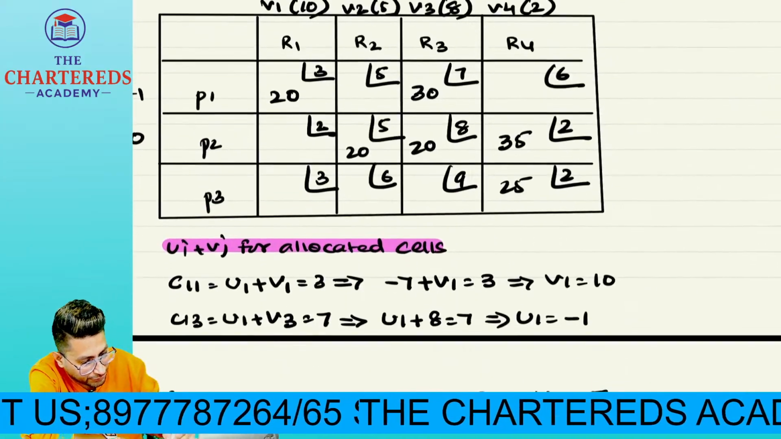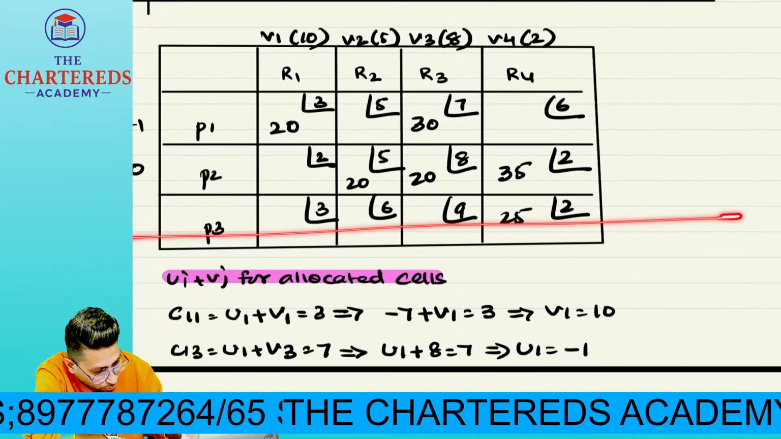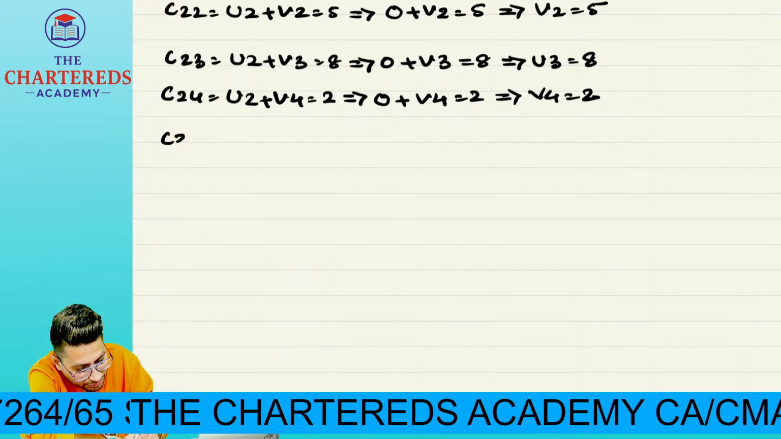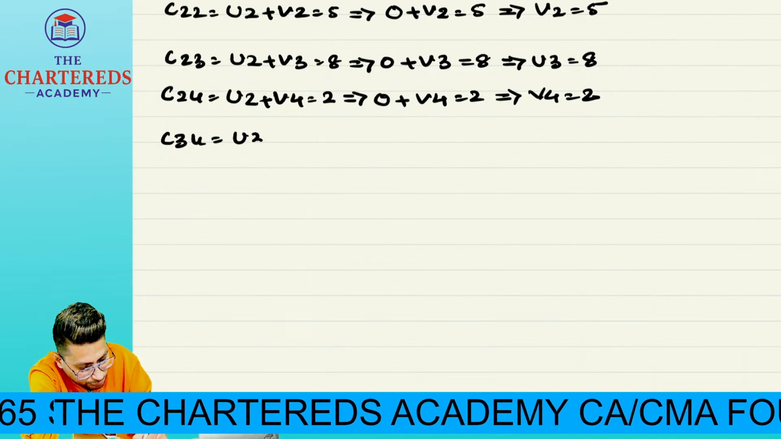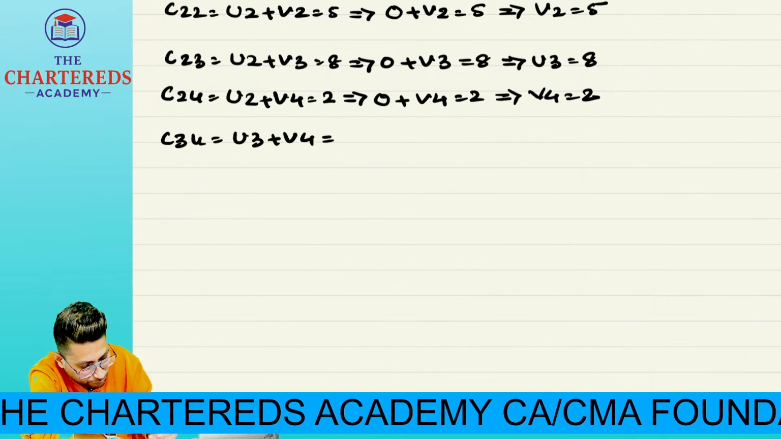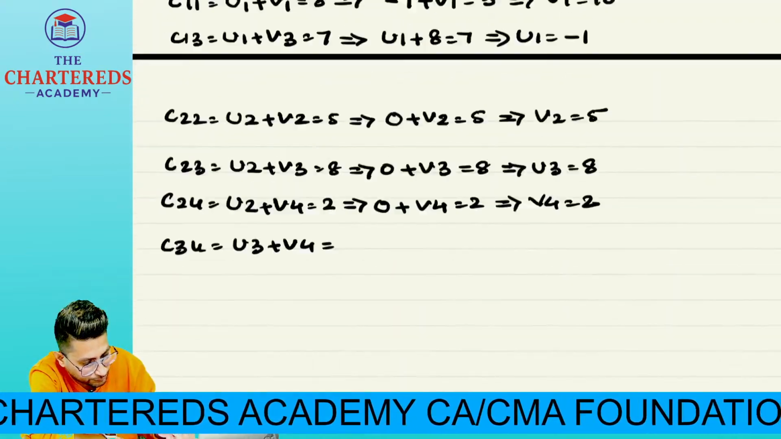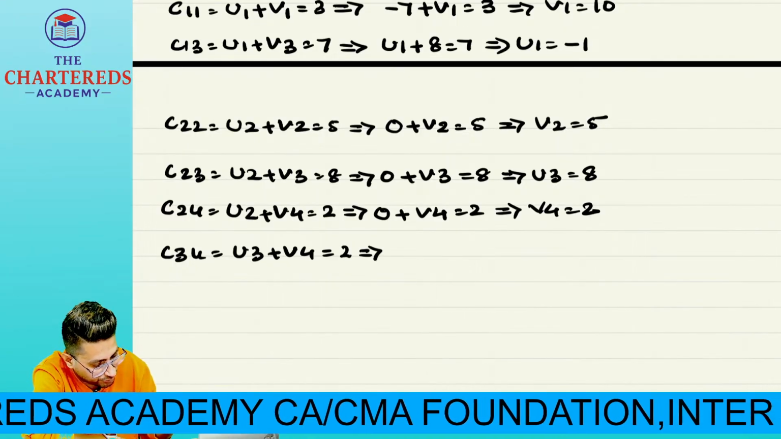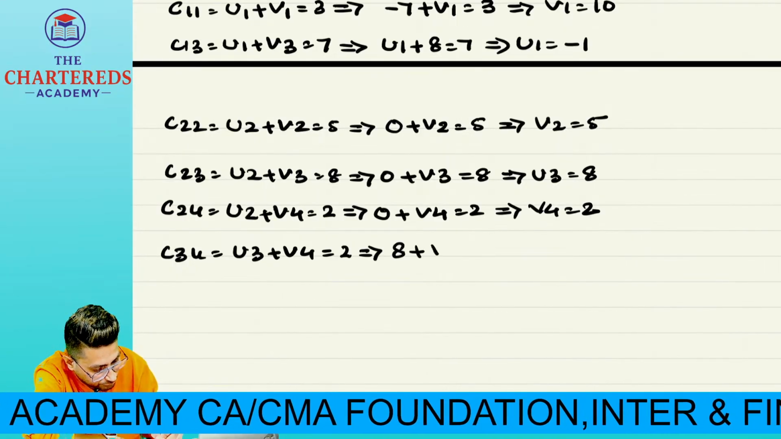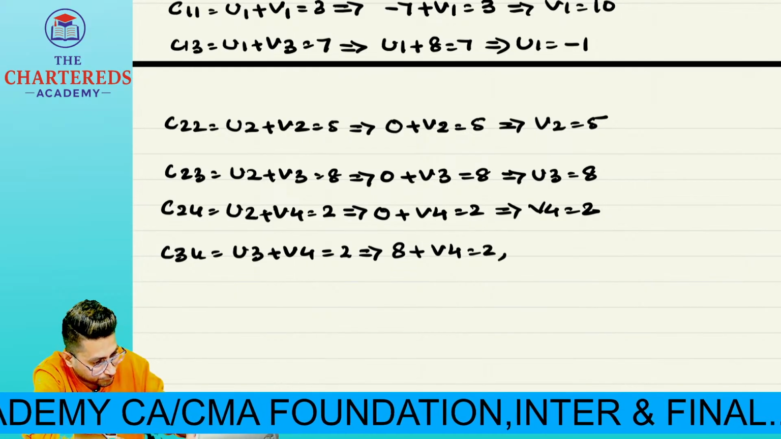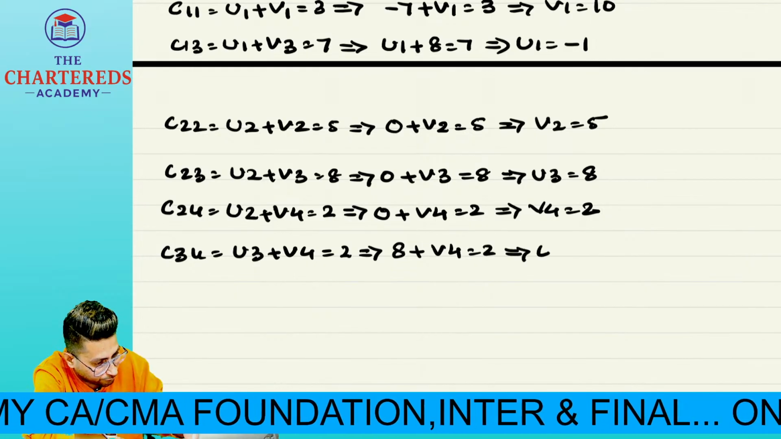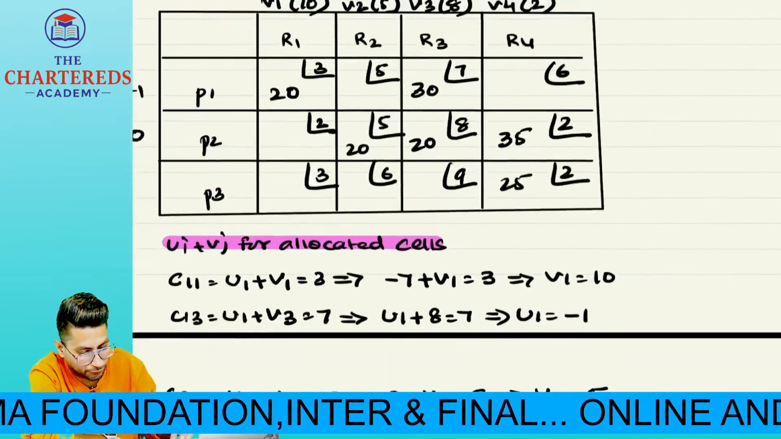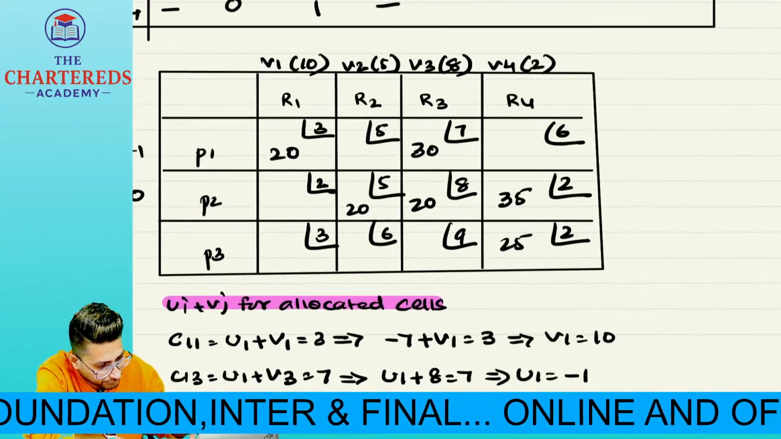Next, we have third row, fourth column. C34 is equal to U3 plus V4, which is equal to how much? 2. So U3 is how much? 8 plus V4, I don't know, is equal to 2. Then V4 will be equal to minus 6. Sorry.